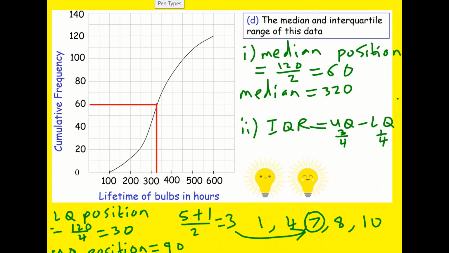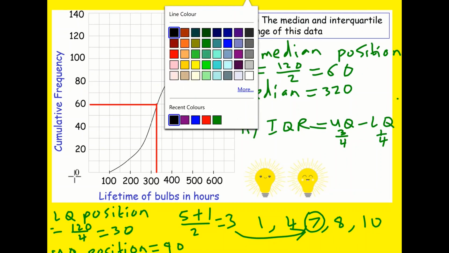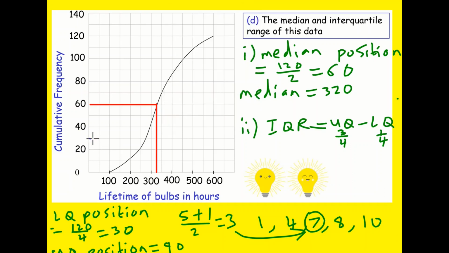So I need to now read off my graph to get that. Let's start with the lower quartile. I did the lower quartile first because I think it's a bit easier to understand. Yep, it's a quarter of the way through the data. You just got to realize the upper quartile is 3/4 of the way through. So I'm going to read off from 30, and that's looking pretty close to 250. I think it's 270.